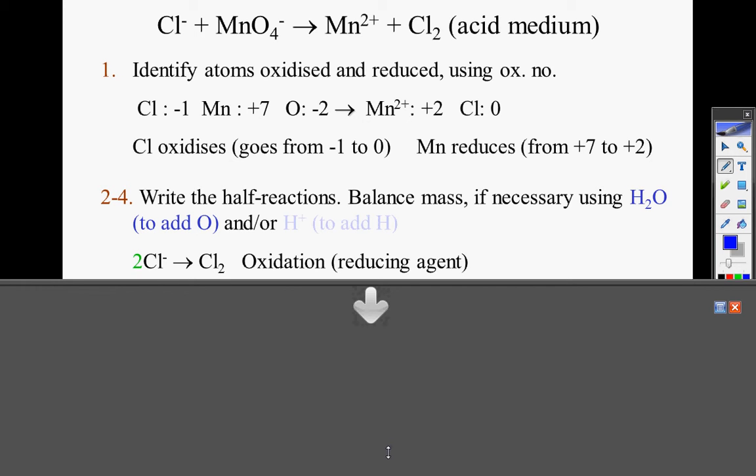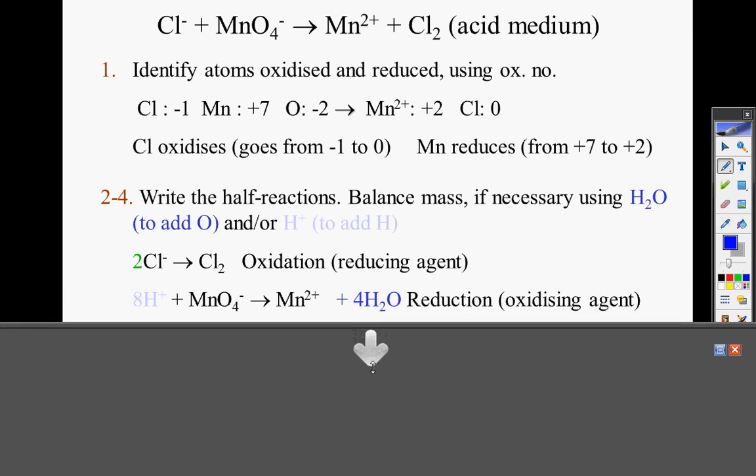All right, Chris, what do you got? 8 H pluses and then 4 waters. All right, so 8 H pluses plus MnO4 minus yields Mn2 plus and 4 waters. That's reduction. That is the oxidizing agent. That's cool. All right. Now, balance the charges using electrons. Each electron adds a -1.